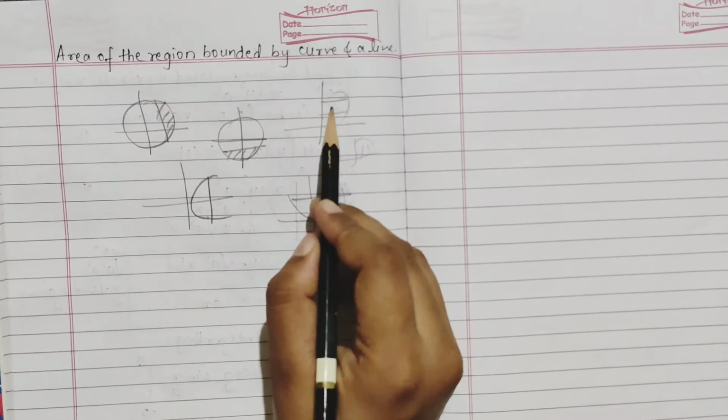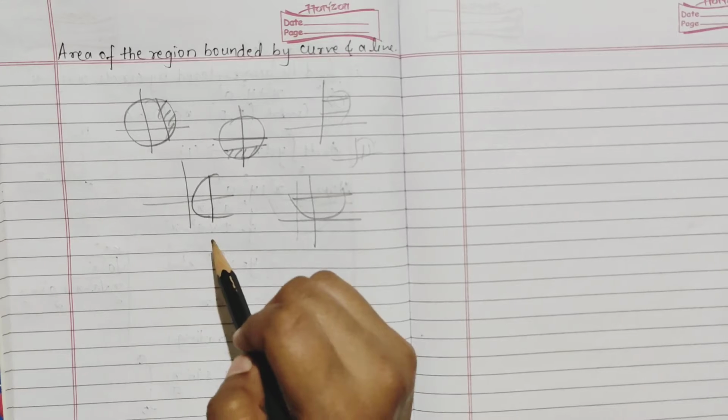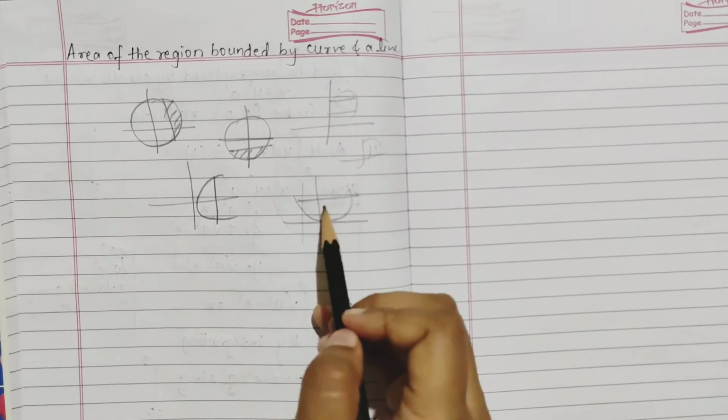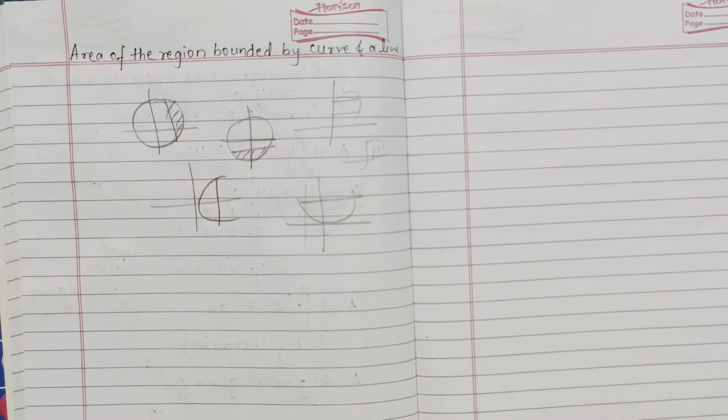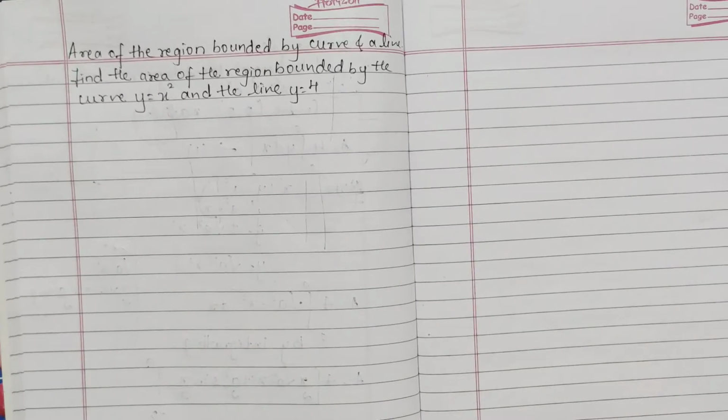Now we had only one curve area. Now you have two curves, more than one curve, with a line. So how will you do it? We will consider an example and work it out. Okay, you have a question.